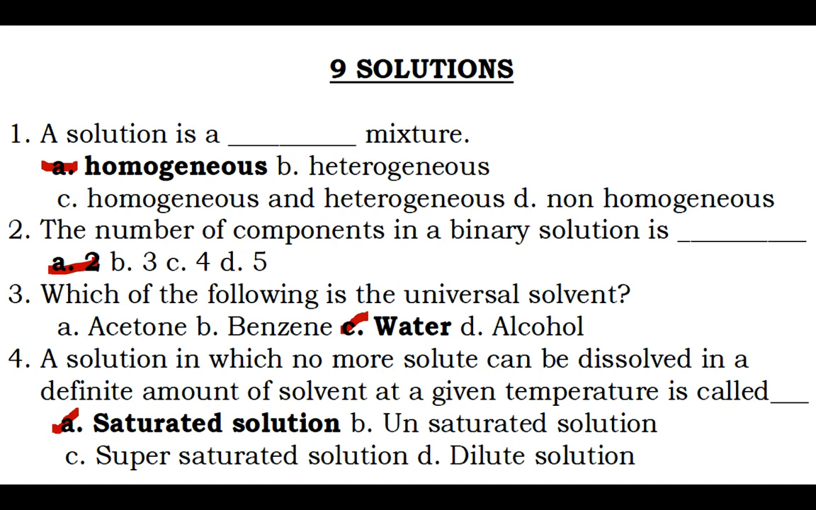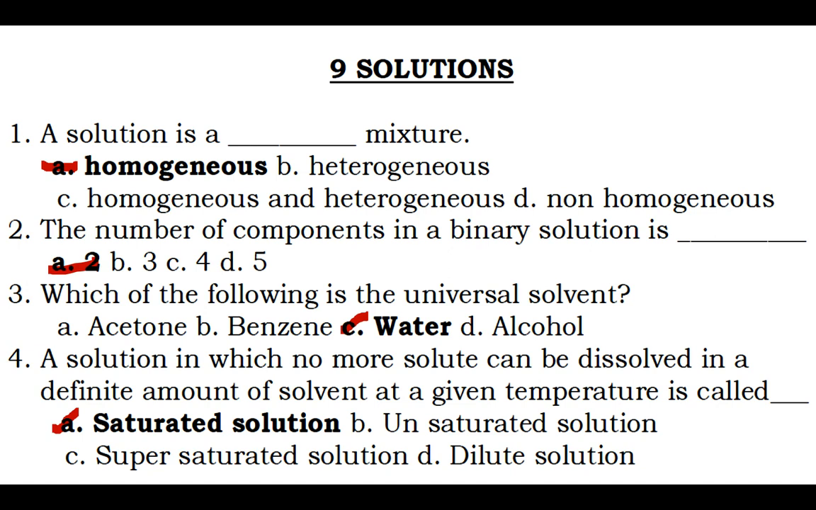Question 9th lesson, solutions. Question number 1. A solution is a dash mixture. Option A, homogeneous. Question number 2. The number of components in a binary solution is option A, 2. Question number 3. Which of the following is the universal solvent? Option C, water.